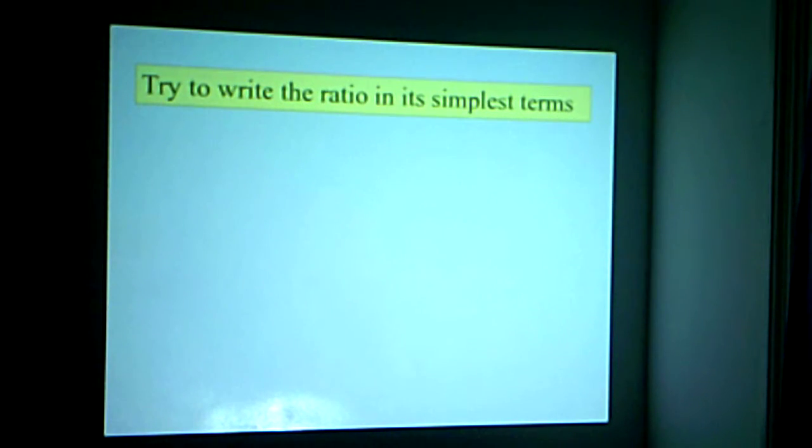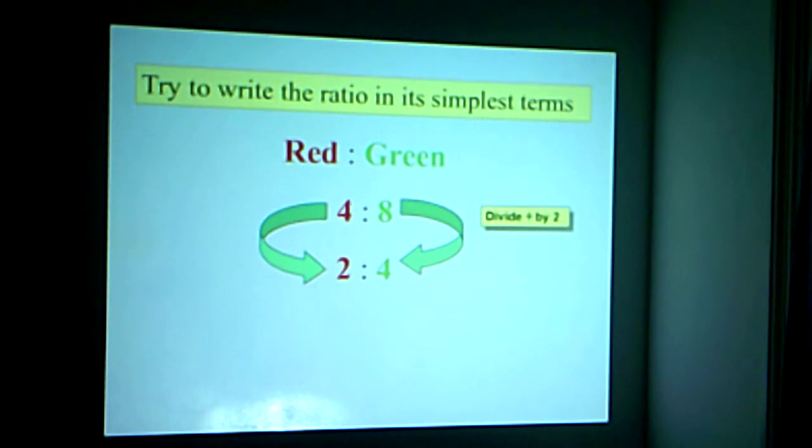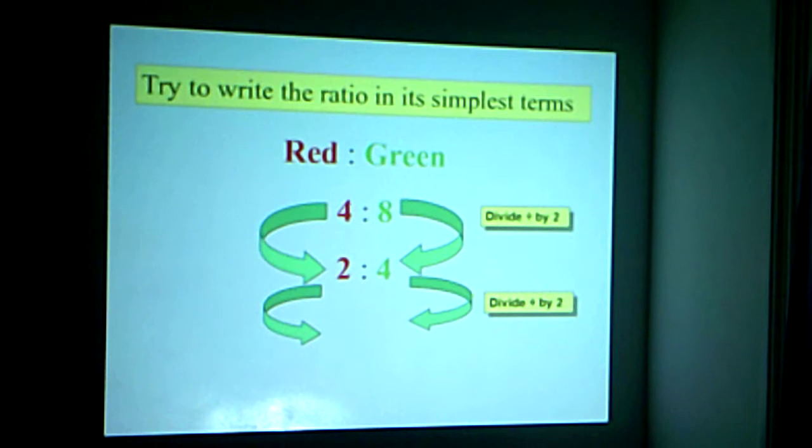Try to write the ratio in its simplest form. By this we mean 4 red, 8 green. We want to see if we can reduce this or get smaller numbers than 4 and 8. We divide by 2. We get 2 to 4, 2 red to 4 greens. We can cancel further. Divide by 2. 1 red goes with 2 green. The ratio, in its simplest form, is 1 to 2. 4 to 8, simplest form is 1 to 2.